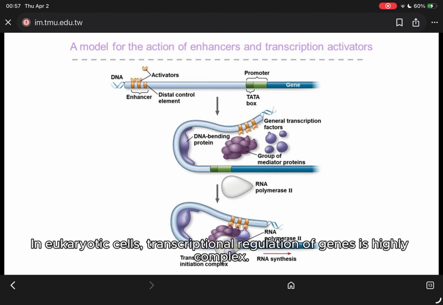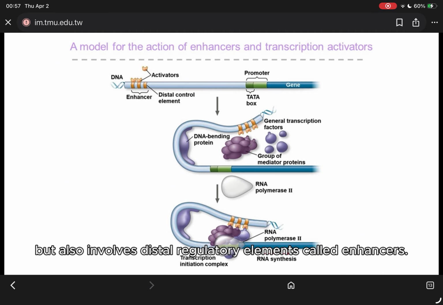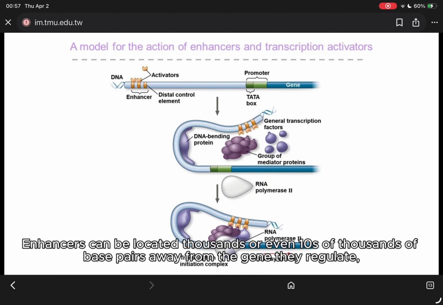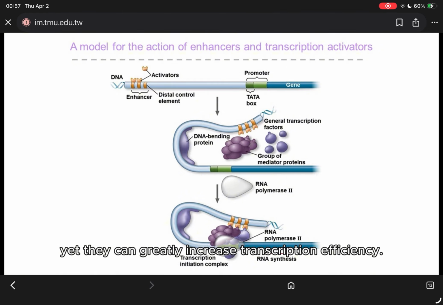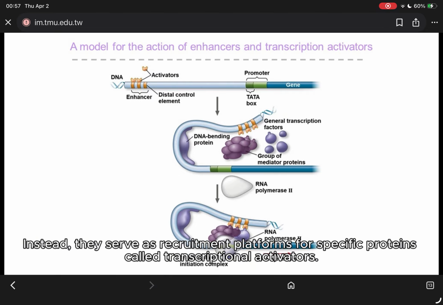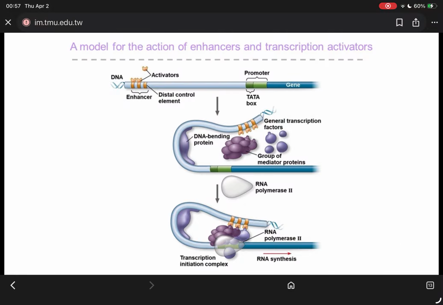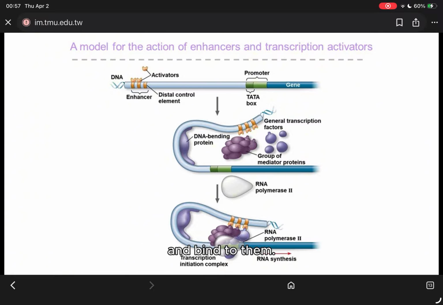In eukaryotic cells, transcriptional regulation of genes is highly complex. Control is not limited to sequences right next to the promoter, but also involves distal regulatory elements called enhancers. Enhancers can be located thousands or even tens of thousands of base pairs away from the gene they regulate, yet they can greatly increase transcription efficiency. Enhancers themselves do not directly initiate transcription. Instead, they serve as recruitment platforms for specific proteins called transcriptional activators. These activators recognize DNA sequences within the enhancer and bind to them.